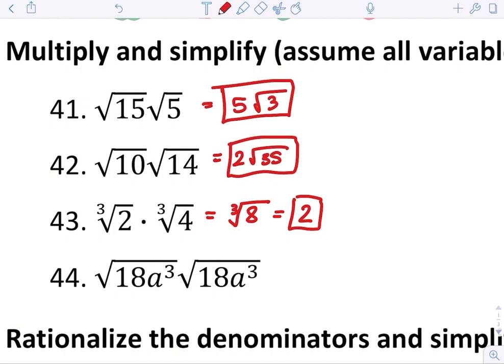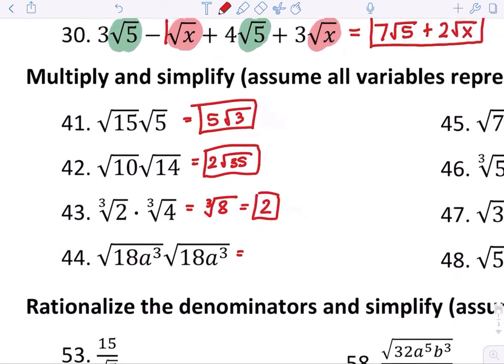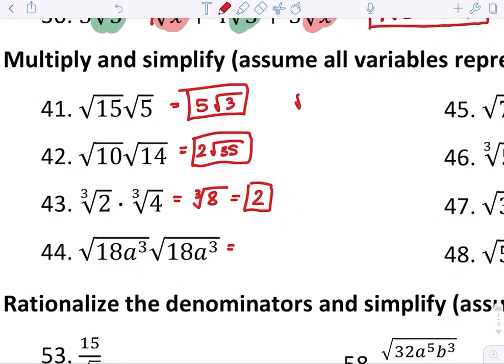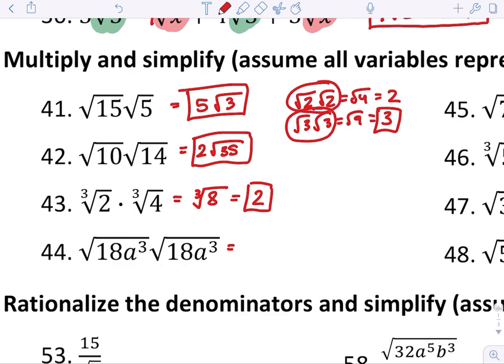All right, so 44. Now, for this one, you guys, this is only with square roots, okay? Let's do square root of 2 times square root of 2. That's the square root of 4, but that's 2. If we did square root of 3 times square root of 3, that's square root of 9, which is 3. So do you guys notice if you multiply a square root to itself, you get the number inside the root to be your answer? See? Radical 2 times radical 2, 2.